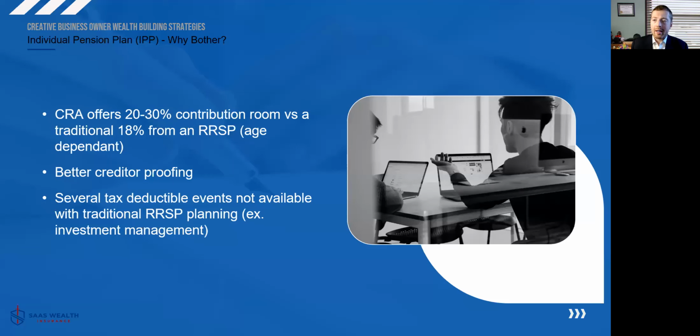Why would a business owner care about using an IPP versus just a traditional RRSP? There's a number of tax benefits associated with setting these programs up that make it advantageous for business owners to evaluate using the IPP over the RRSP. In fact, many business owners, if planned appropriately, could end up with 20 to 30% more contribution room than the traditional 18% available to the business owner. IPPs also have better creditor proofing, as well as several tax deductible events that aren't available to traditional RRSPs.